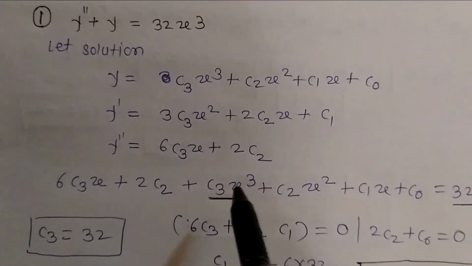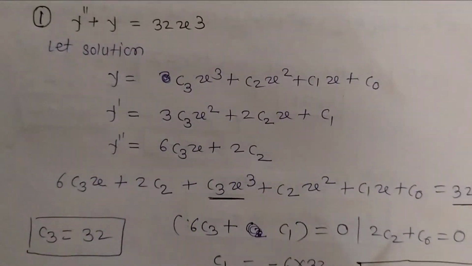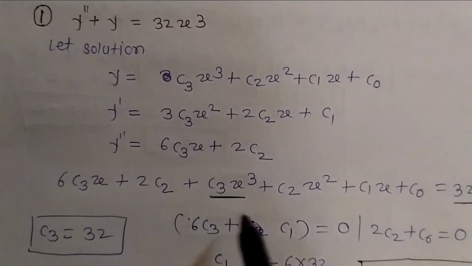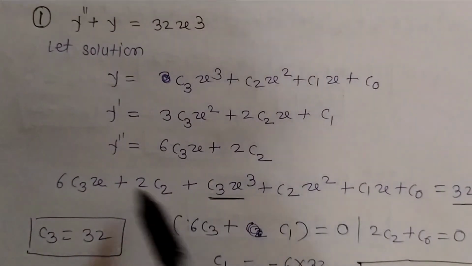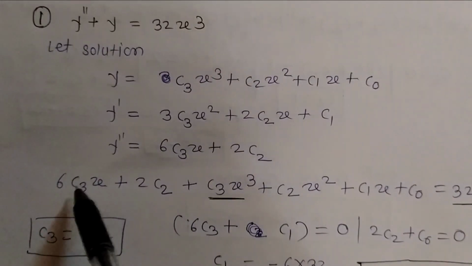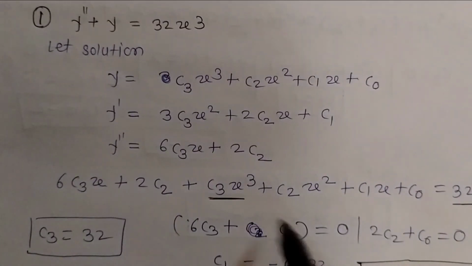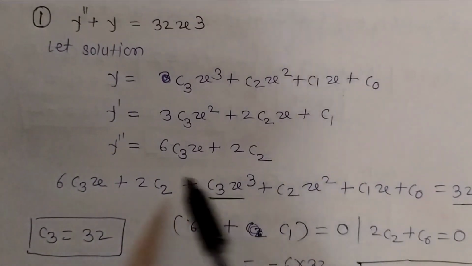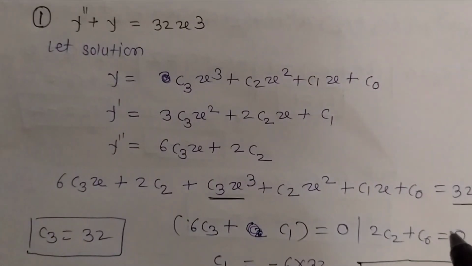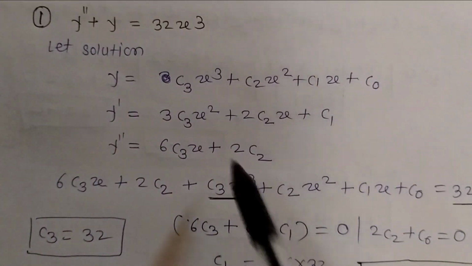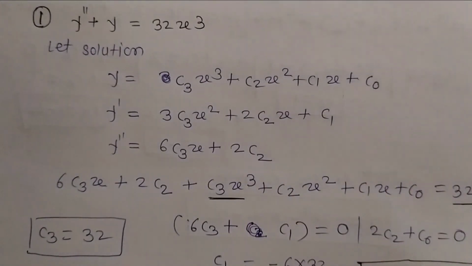Then equate the power terms, that is c3 x cube is equal to 32 x cube. So c3 is equal to 32. Then the coefficient of x: 6 c3 plus c1 is equal to 0. Then 2 c2 plus c naught is equal to 0, because at the right hand side there is no such term.